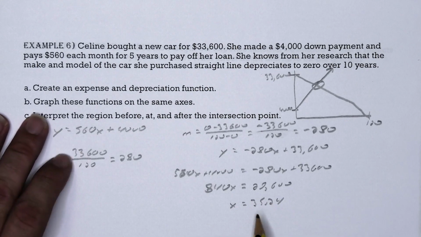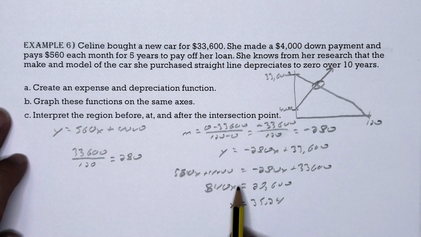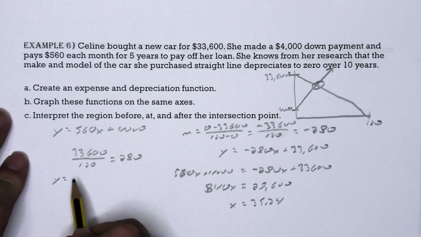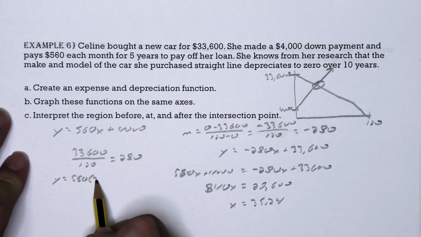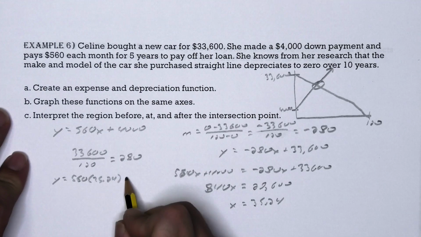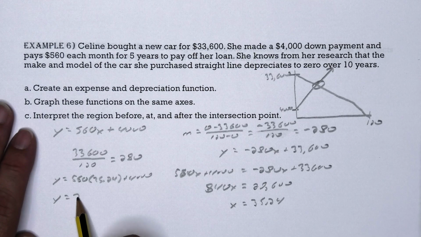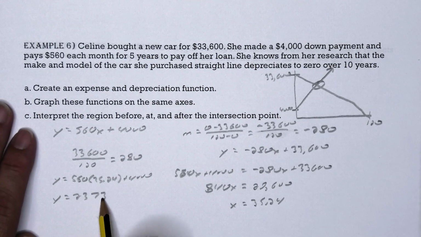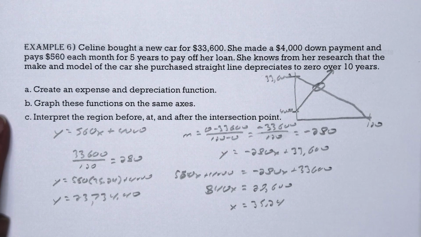35.24. Knowing that x is equal to 35.24, we can use either of these equations to figure out the y value. So if we said y is equal to 560 times 35.24 plus 4,000, then y would be equal to $23,734.40. This means a little bit after more than 35 months, both Celine's expenses and her car value are the same.